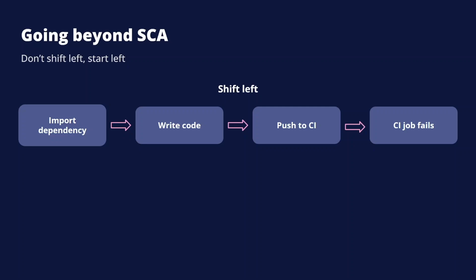Typically, you'll set up quality gates in your CI, which means that unless developers know your policies by heart, they'll import new dependencies, design solutions and write code around it, push it to the CI, only to have the CI job fail. This is obviously wasting a lot of time.